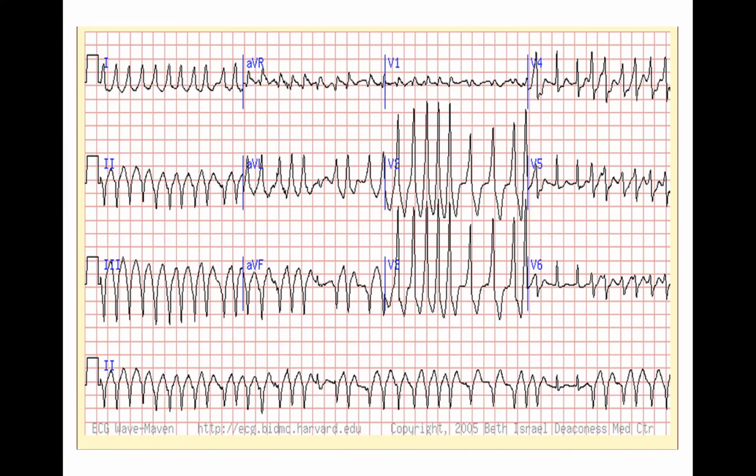But in the rhythm strip, unfortunately, it looks irregular. So for me, my diagnosis is pre-excited. No, for me, it is a VT. It looks like pre-excited AF, but there is a delta wave, yes. Delta wave, where is the delta wave? Look, at V2 and V3.